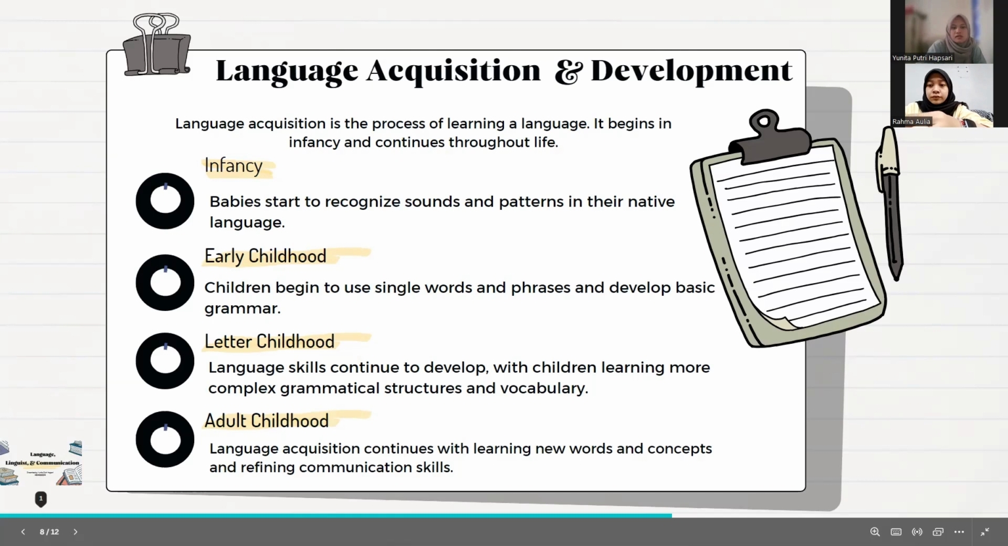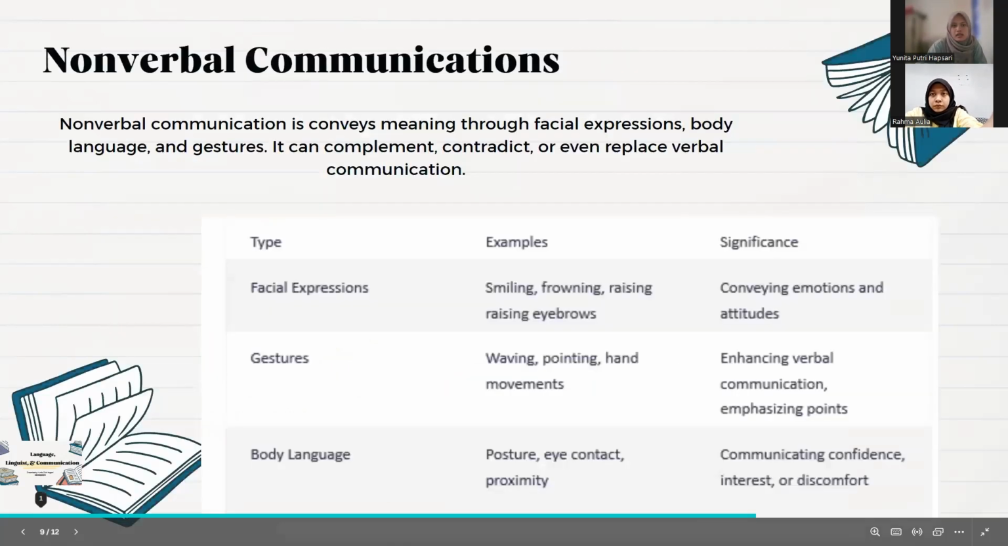And then the next one and the last one is adulthood. Language acquisition continues with learning new words and concepts and refining communication skills. The next is nonverbal communication. Nonverbal communication conveys meaning through facial expressions, body language, and gestures. It can complement, contradict, or even replace verbal communication.